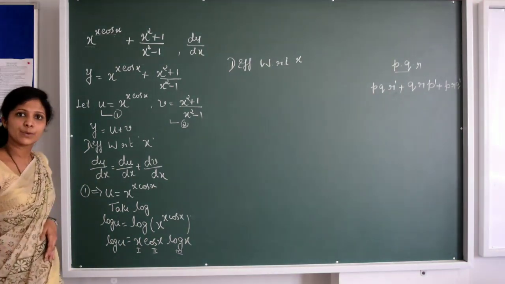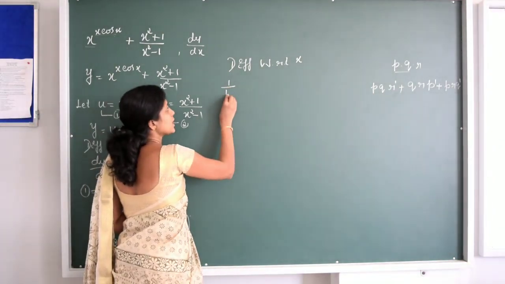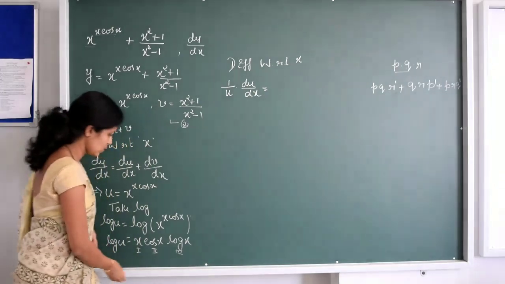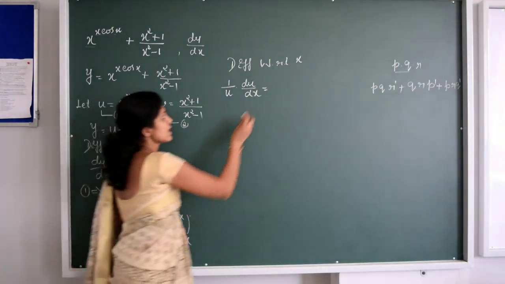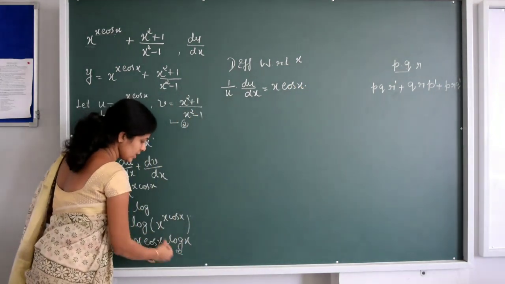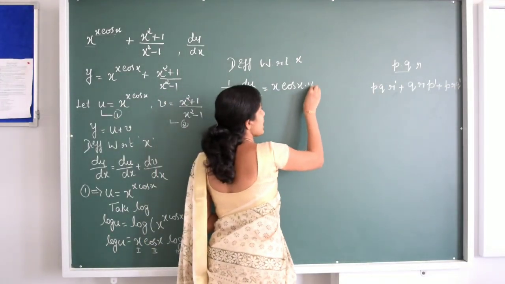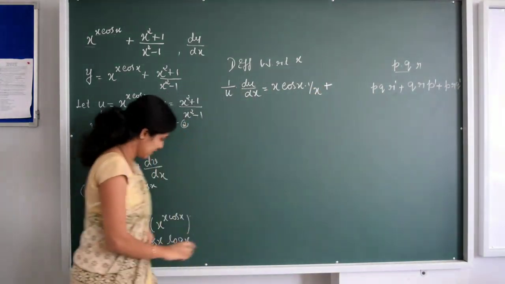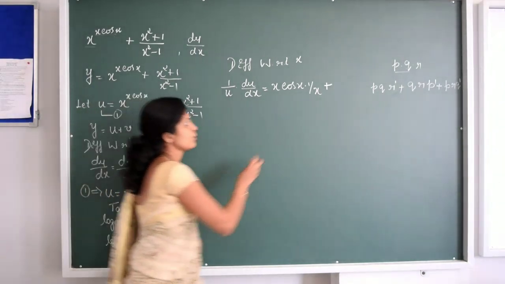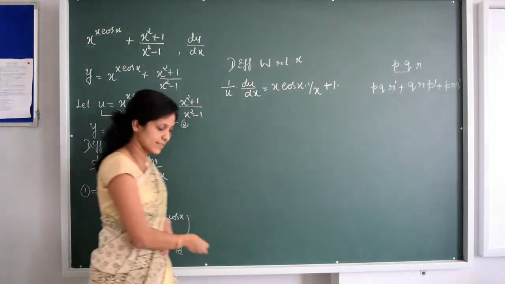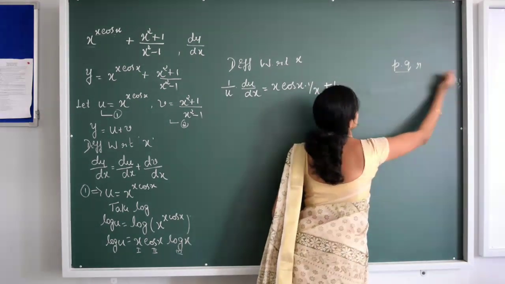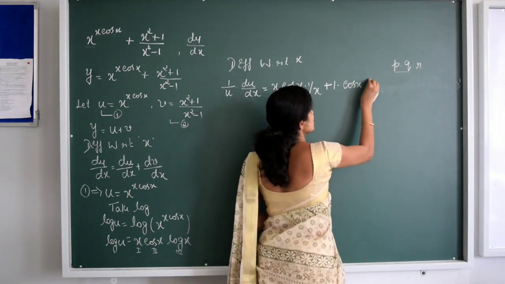We differentiate: the derivative of log u with respect to x will be (1/u) du/dx. This is equal to, as I told you, we keep the first two functions as they are, that is x and cos x, and differentiate log x. What is the derivative of log x? It is 1/x. Plus, we keep the second and third as they are and differentiate the first one. Derivative of x will be 1, so we keep cos x into log x. Is it clear? Cos x into log x.